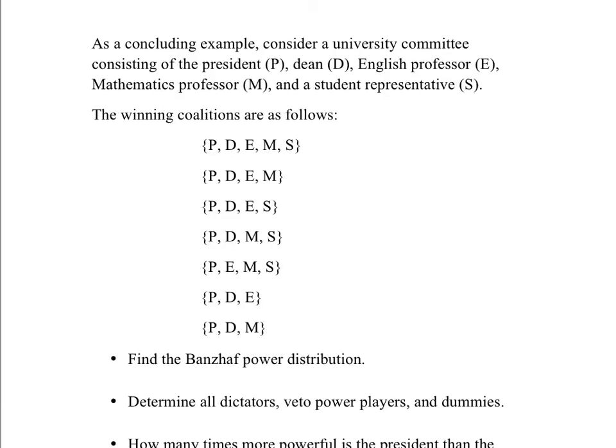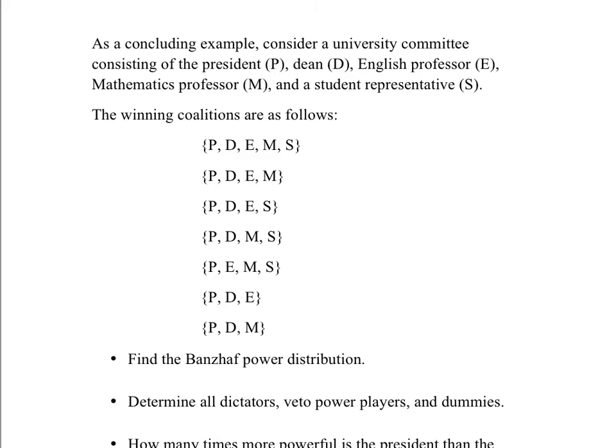For the sake of giving just one concluding example, let's consider a university committee consisting of the president, dean, English professor, mathematics professor, and student representative, and we will denote them P, D, E, M, S, respectively. The way this committee works, we're not even told a number of votes that the president casts. We're not even told a number of votes that the English professor casts, etc. All we're told is that in order for a proposal to pass, it must have yes votes from one of these collections of committee members.